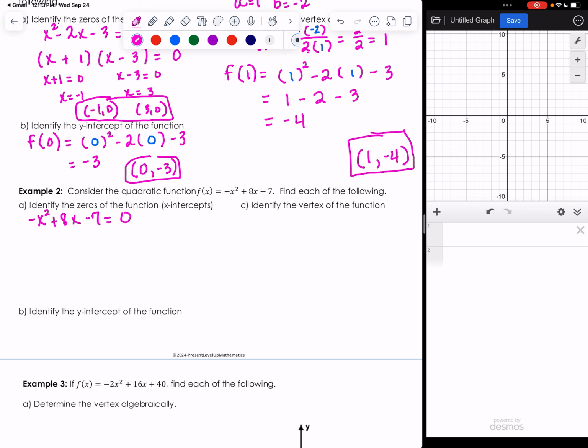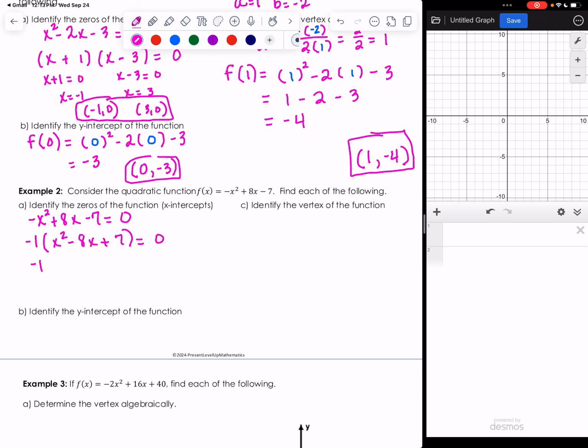Now, when I'm factoring something where the first term is a negative, I like to divide that -1 out. So if I divide out a -1, what that's going to do is change all these signs to x squared minus 8x plus 7 equals 0. It's a lot easier to factor these when you pull that negative out.